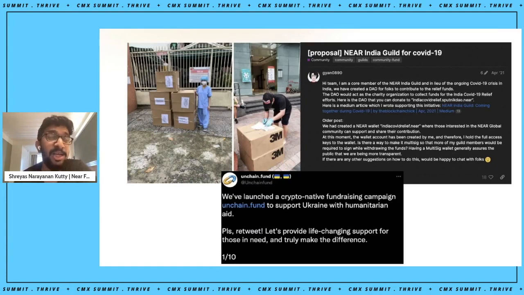And it's truly fascinating and blows my mind how much we're able to do when we collectively come together to do cool things. So these are some examples of the NEAR community coming together, helping support the COVID relief projects in India, in Vietnam, and the Unchained Fund DAO to support people of Ukraine that were affected by the war in fundraising and supporting them on ground.